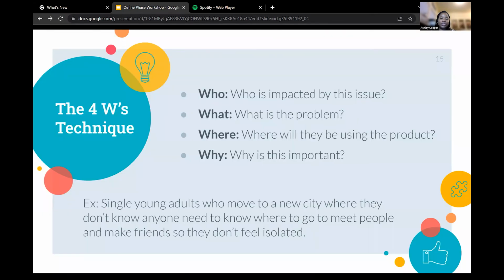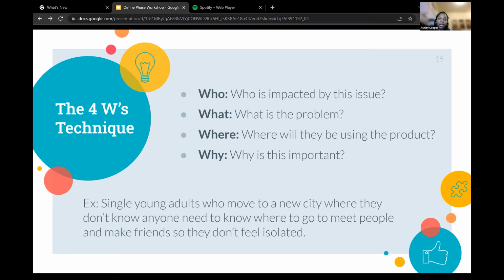When it comes to the technique, I personally like to use the 4 W's technique. They consist of who, what, where, and why. The who is impacted by the issue. Make sure you get specifics, including information from what you know about the user demographic, using personas, and other findings from your discovery research. So what is the problem? What is the obstacle the users are facing? What are they trying to do? And what will make their process less difficult?